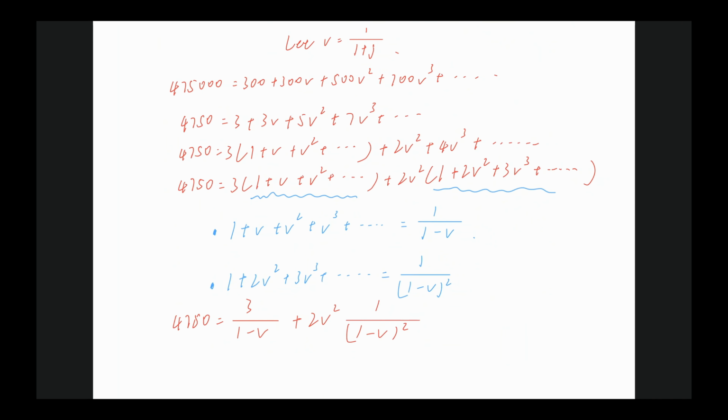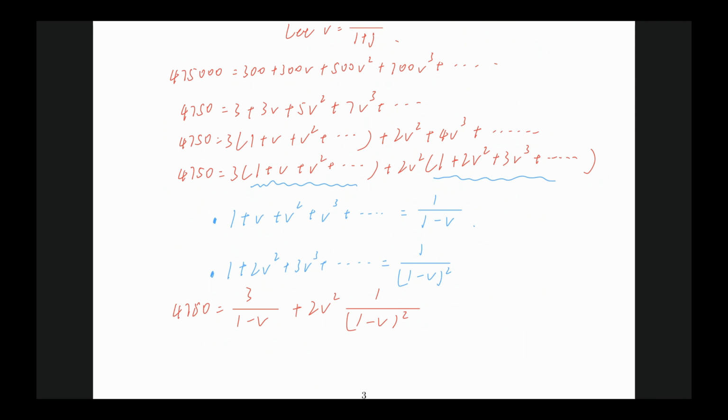So now maybe it's a good time to replace. Since v equals 1 over 1 plus j, I should be able to get that 1 minus v equals j over 1 plus j, since 1 can be written as 1 plus j over 1 plus j. Okay, and we can replace that, write them in terms of j's, and eventually rearrange for a bit, and I'll get a quadratic equation, which is 4747j squared minus 3j minus 2 equals 0.